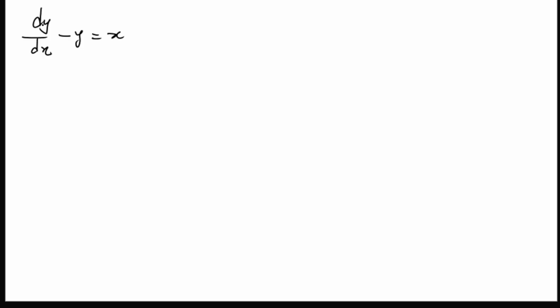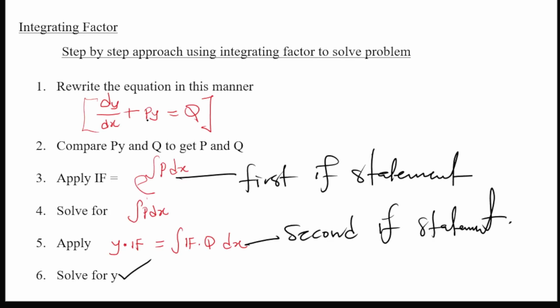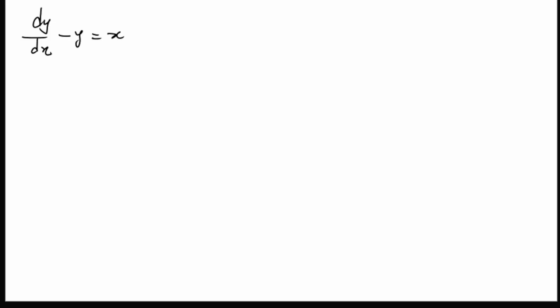Now, looking at our problem, the first step is to rewrite your equation to suit this manner. And what's that manner? dy over dx plus py is equal to Q. Looking at our equation, is our equation not suiting that manner? Yes, it's basically suiting the manner that was given to us, which is our equation is starting with dy over dx, and we simply have what?